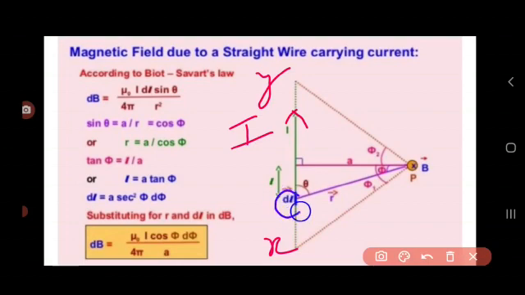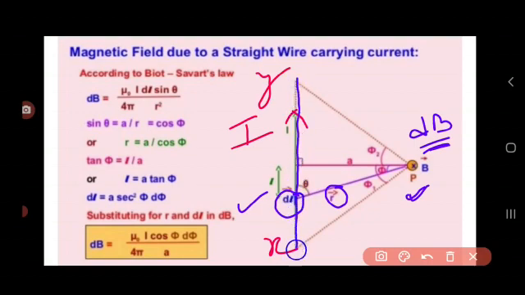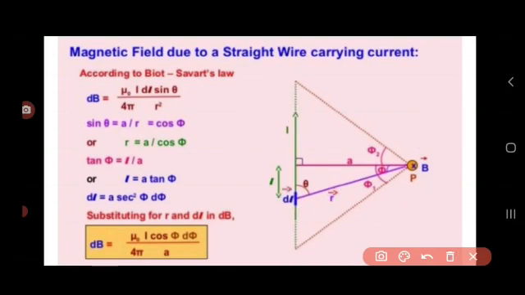Okay. Now you say dB is equal to mu naught by 4 pi, I dl sin theta by r square. This is by Biot-Savart law, and again we have to calculate the total magnetic field B. Let us consider this angle is phi.